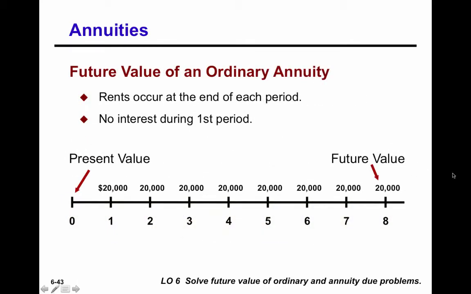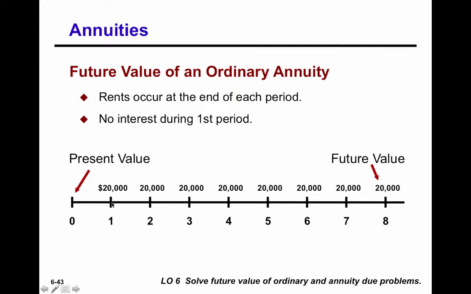So here's a conceptual presentation of what we're talking about. We have a series of $20,000 payments that are being made for 8 periods, beginning at the end of the first period and ending at the beginning of the 8th period. That's when the last $20,000 payment will be made, at the beginning of the 8th period, the end of the 7th period.